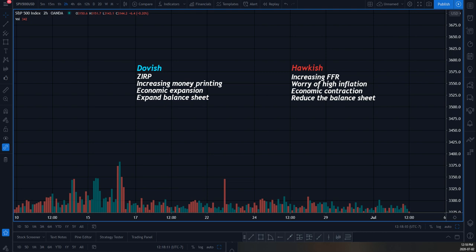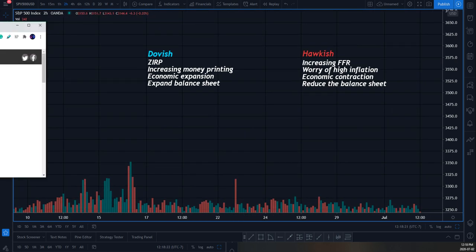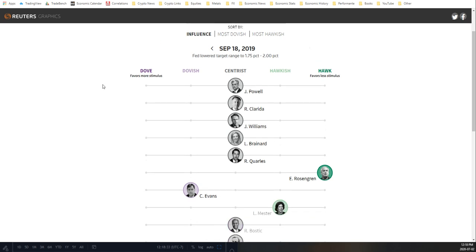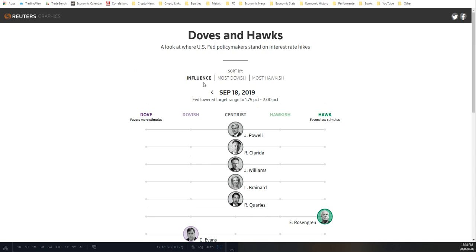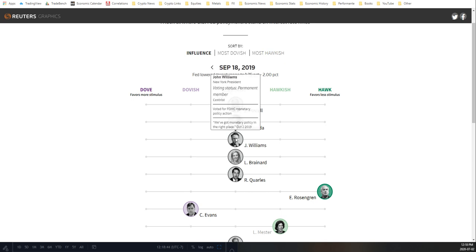All right, so the first thing I actually want to go over before we look at the charts is this website right here. Give me one moment. I just found this recently, and I think it's extremely cool. So this is the doves and the hawks of the Fed policymakers, and it sorts by influence. So obviously Mr. Jerome Powell has the highest amount of influence, and we can see the little quotes here. Mr. Williams says, "We've got monetary policy in the right place." So he's a centrist. He's not too hawkish, he's not too dovish, he's kind of in the middle.